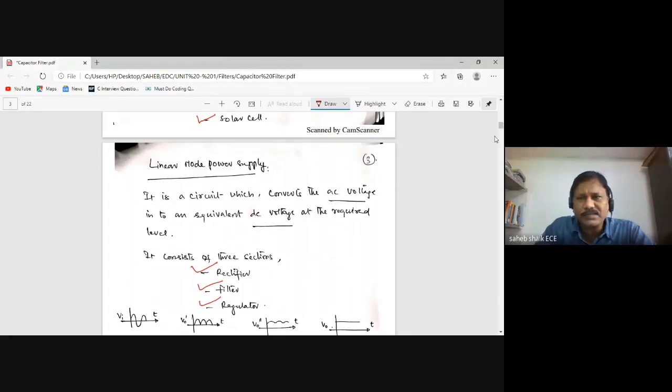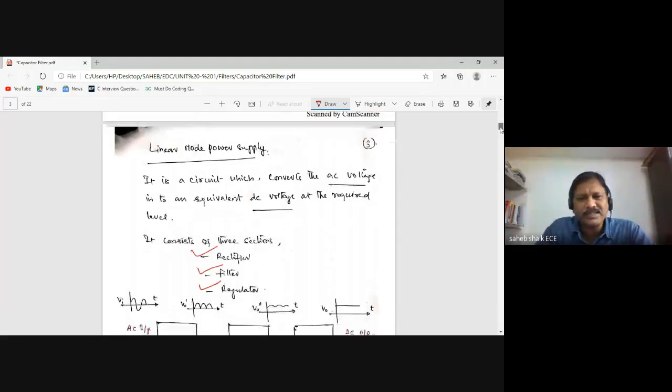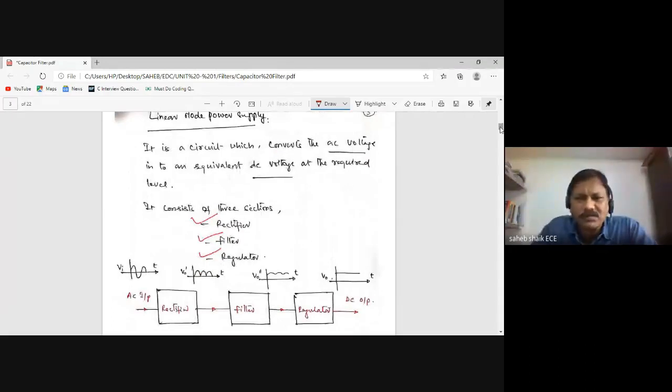It is a circuit which converts the AC voltage into equivalent DC voltage at a required level. Whatever the specification is, if you want 5 volts, you can have it. If you want 12 volts or 24 volts, based on your application, you design the power supply. Whatever power supply you take up, it consists of three sections: a rectifier section, a filter section, and a regulator section. In the last class, we studied only the rectifier section.